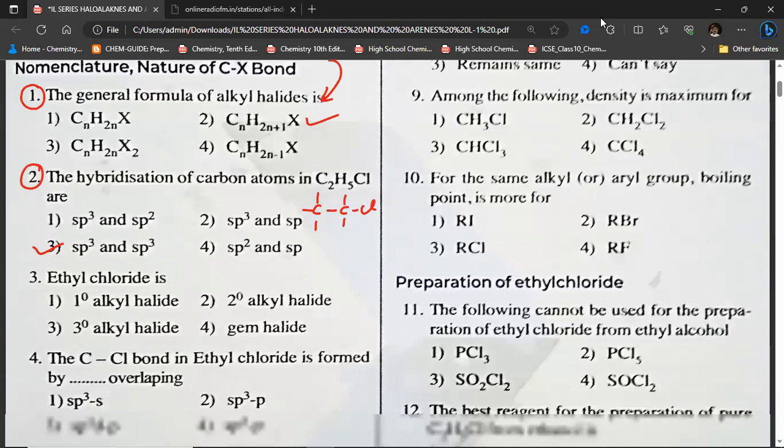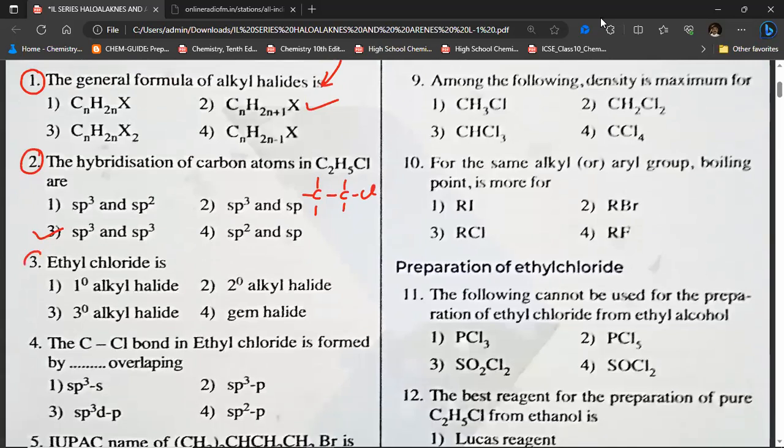Let us see the third question. Ethyl chloride is what kind of alkyl halide? When the halogen-attached carbon is linked with one other alkyl group or carbon, then we call it a primary alkyl halide. So it is nothing but a primary alkyl halide.